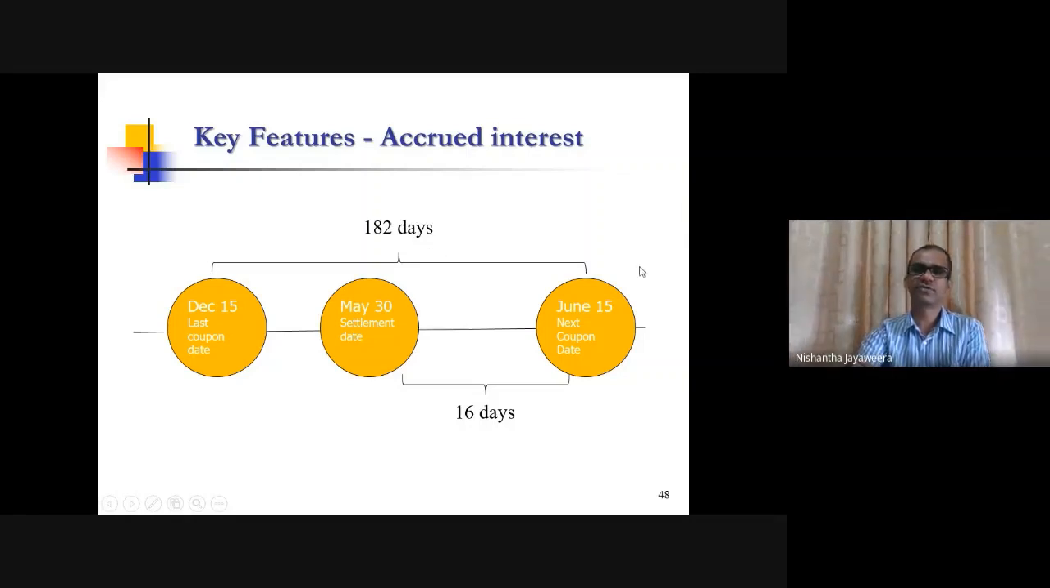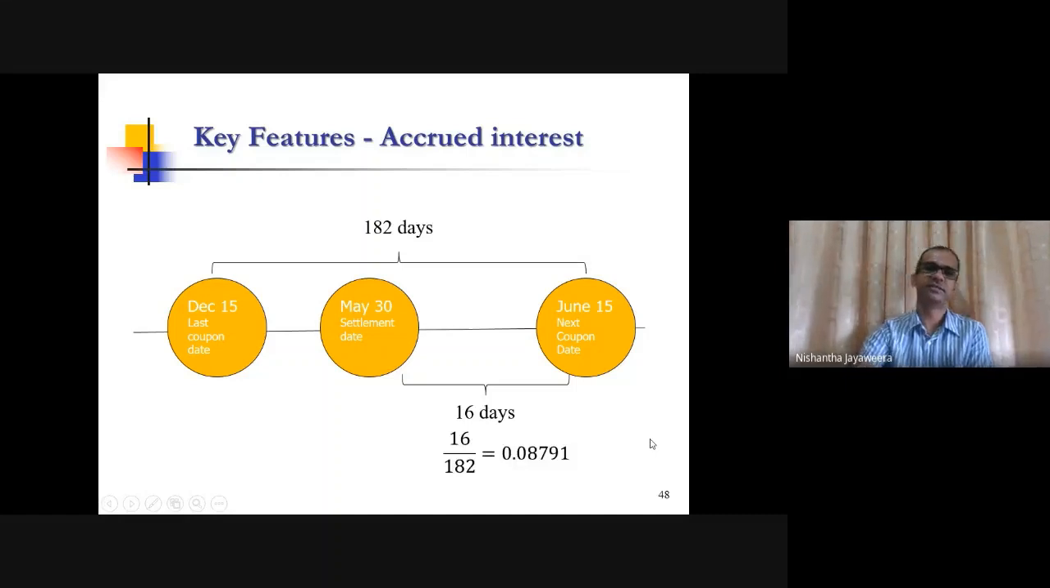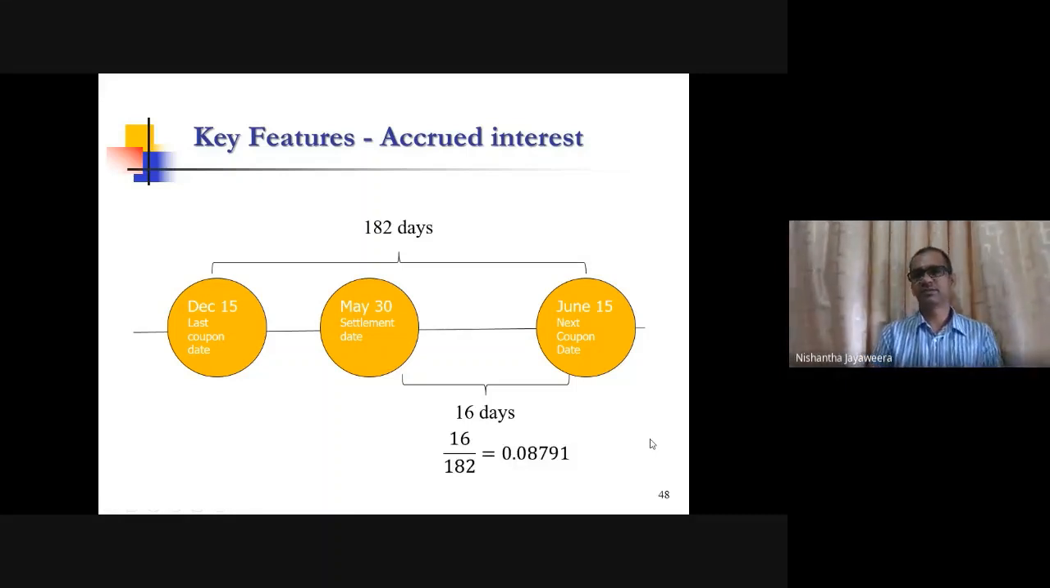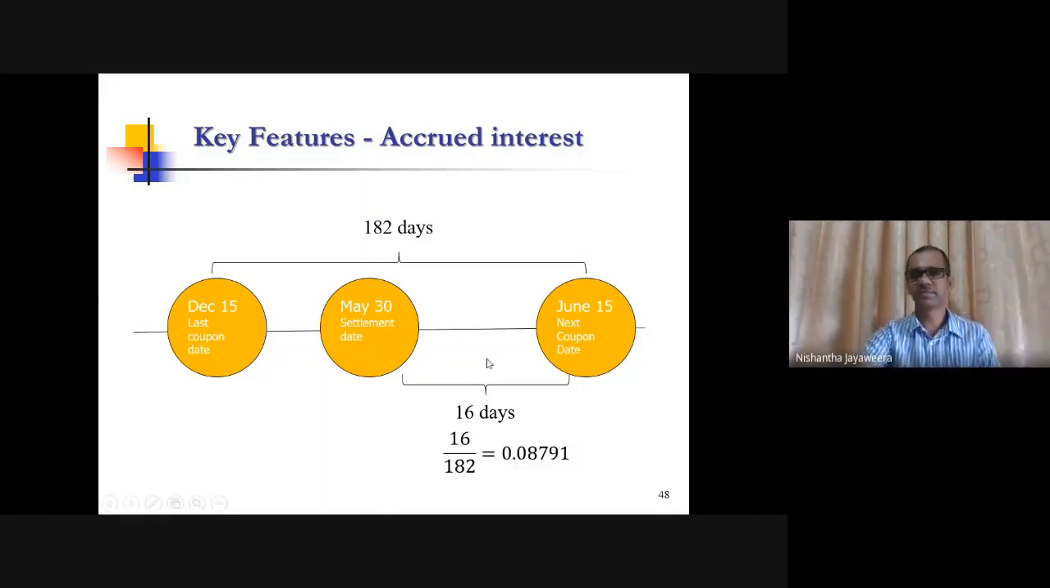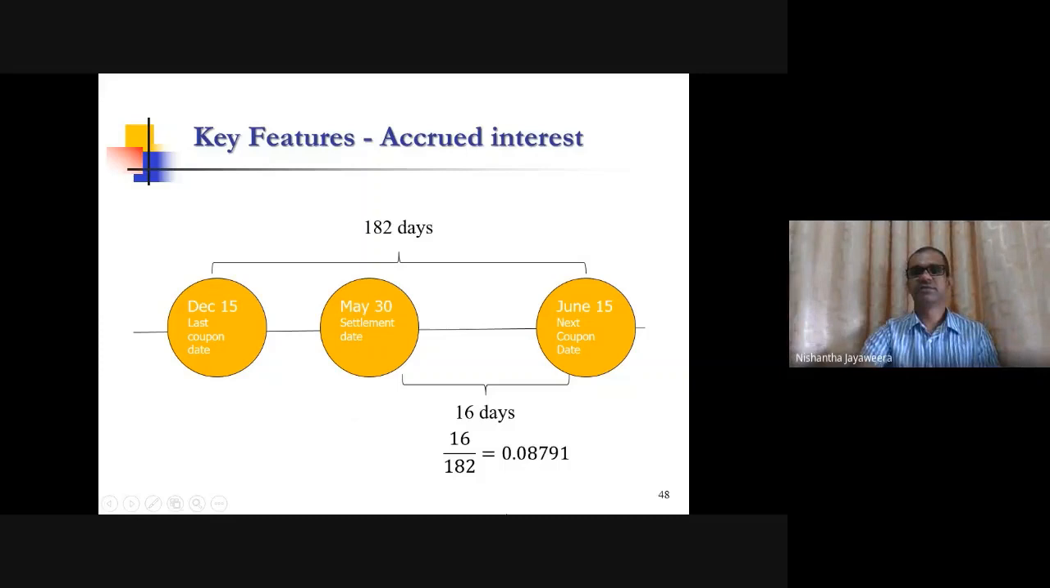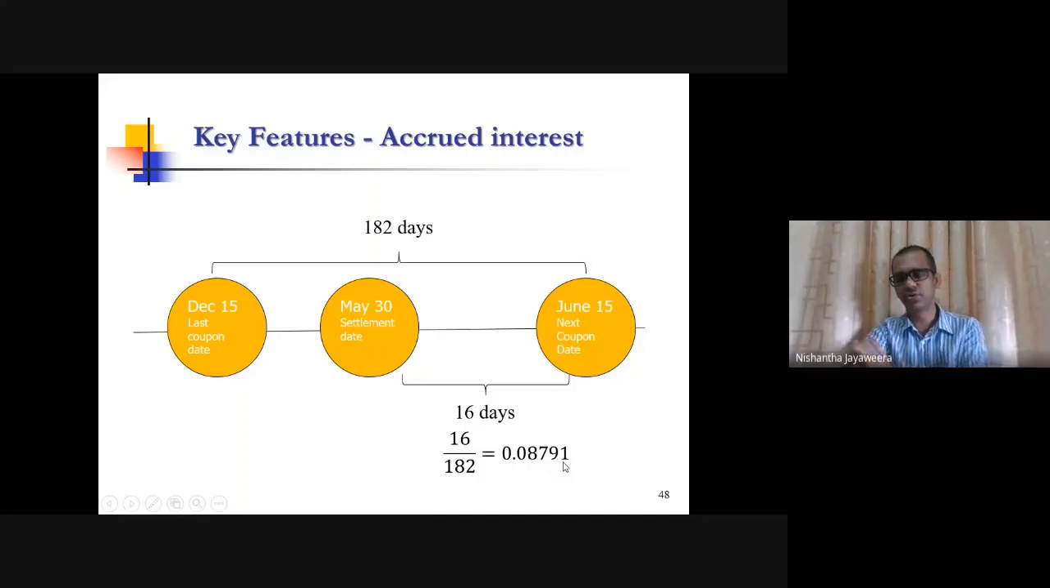So now what we have to do is calculate the fraction. What is the fraction of the remaining period from the whole coupon period? You should get 0.0879. Better you don't do any round off, just keep the whole figure.